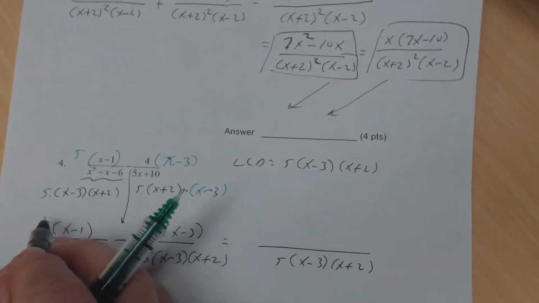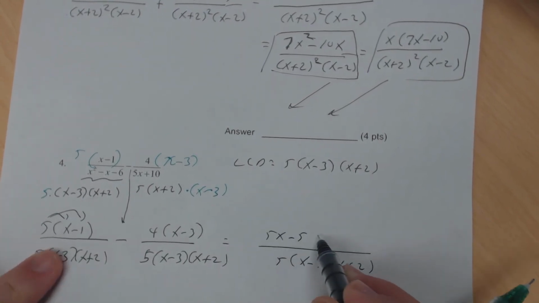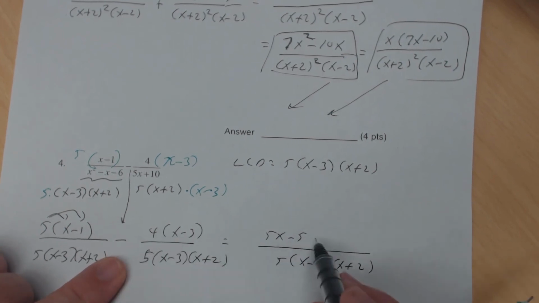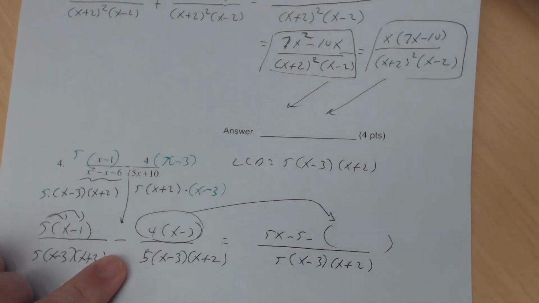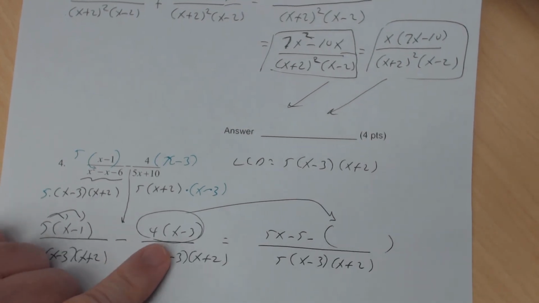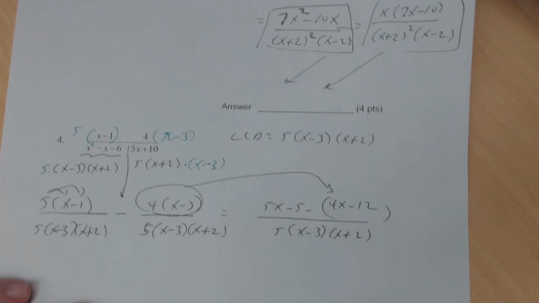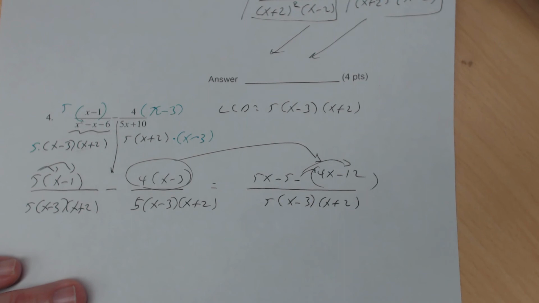And then distributing here, I'm going to get 5x minus 5. All right. Now, be a little bit careful here. You're subtracting all of this. So that's where you have to be careful with subtraction. So you're subtracting 4x minus 12. Okay, now get rid of the parentheses so you can distribute the negative 1 now.